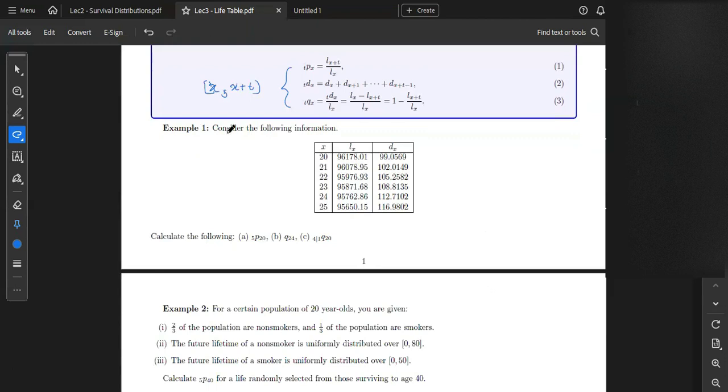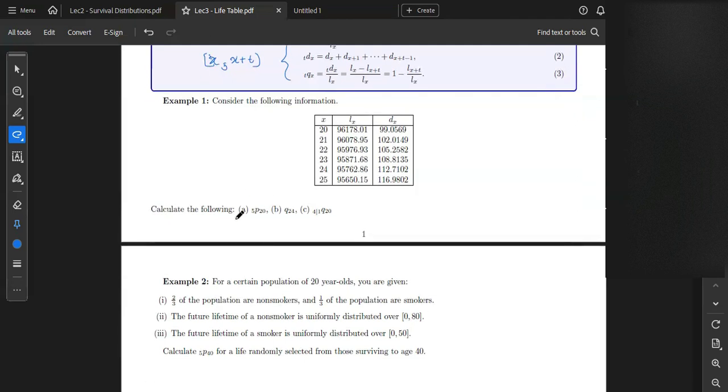As I mentioned, now we know how to calculate the death probability and survival probability for a given time interval using a given life table. Let's quickly go through this example and find the probability of these three cases using this extracted life table.